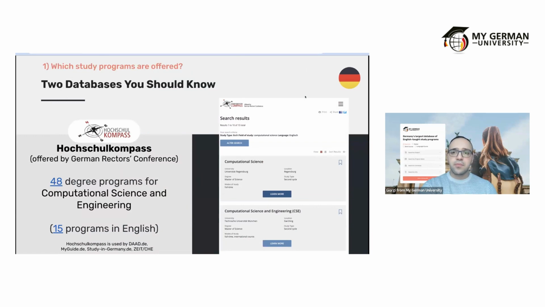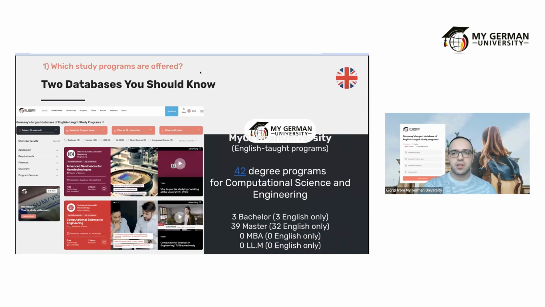So, for those who are also interested in German taught study programs, my suggestion would be for you also to check out Hochschulkompass. There you might find some interesting programs, but if you are more into English taught study programs, then definitely my suggestion would be My German University and our study finder.